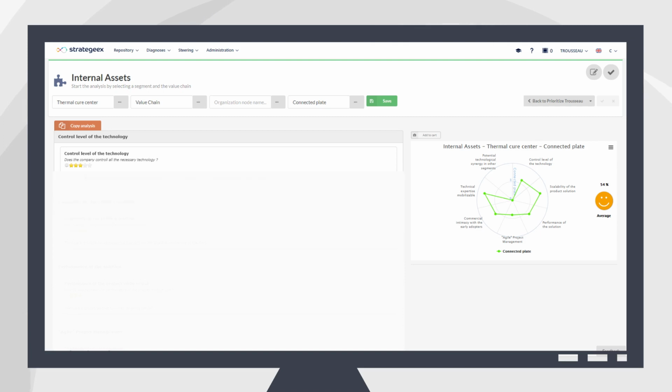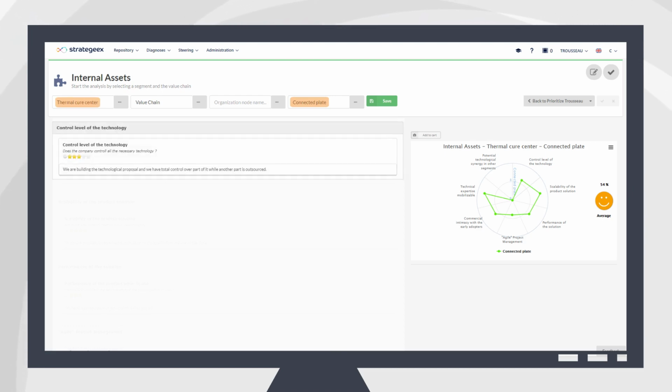Let's now explore each of the different items proposed through the trousseau case, and more particularly the connected plate project and the spa segment. The first item concerns the control of the technology. It is about knowing if the company has the necessary know-how or not. In our example, we have chosen to put 3 stars because, even if we master a part of the technology, another part will be outsourced.